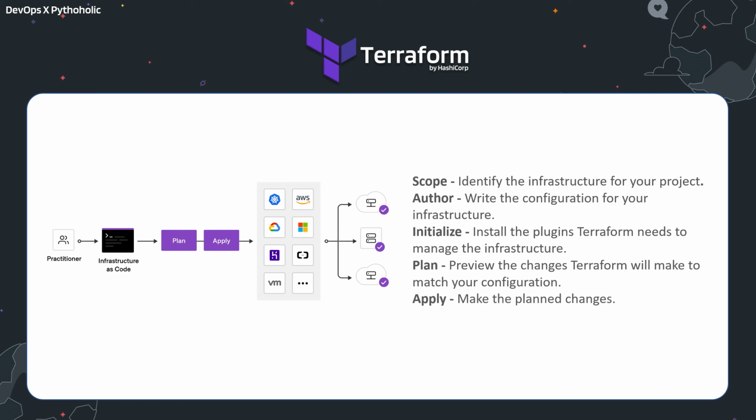Third thing, initialize. In initialization, what we do is install the plugins Terraform needs to manage the infrastructure. If you're using AWS, you need the AWS provider. And if you're using a specific module, you need to import it as well.